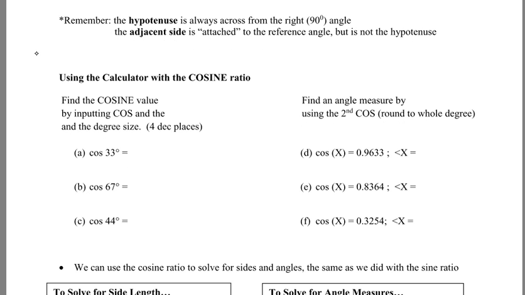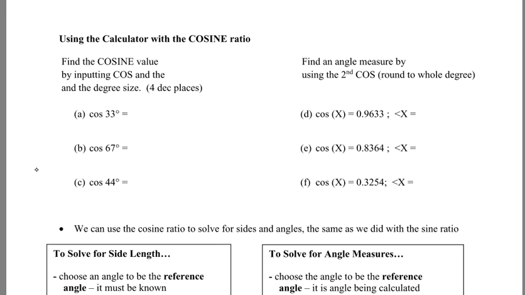Let's take a look really quick to make sure we can do things that are appropriate. So in this case, we want to find the cosine value. When we're cross multiplying, sometimes we have to input cosine 33. Don't do anything special. In this case, you just do what it says. Cosine 33, cosine 67, cosine 44.